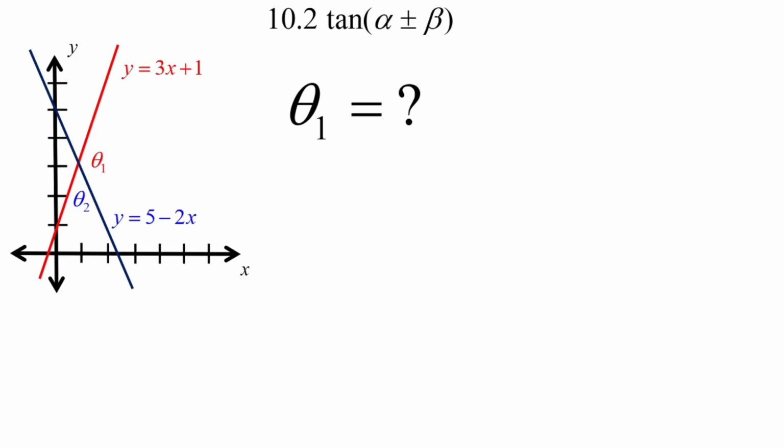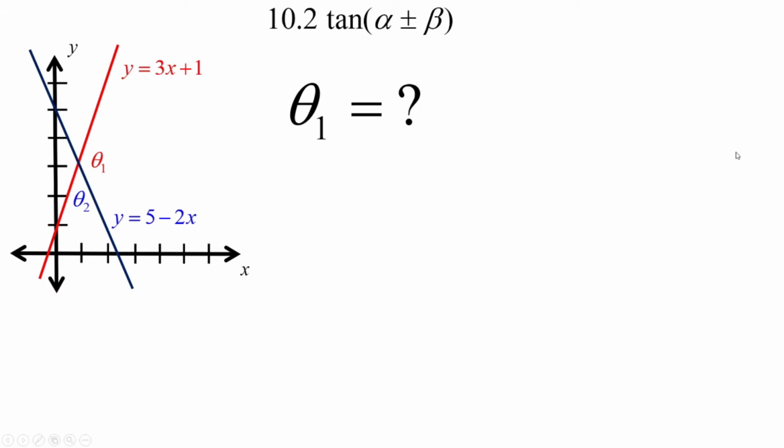They've given you this graph and even the equation of these two lines right here: y equals 3x plus 1 and y equals 5 minus 2x. And they want us to find theta sub 1, which is this obtuse angle right there. And if I have theta sub 1, then I know theta sub 2 because those two angles form a straight angle, which means they have to be supplementary.